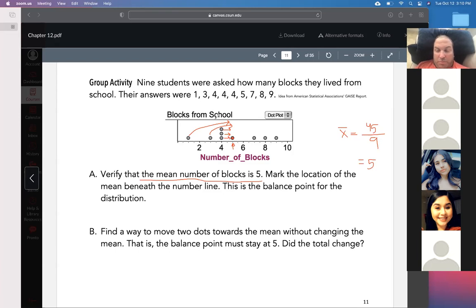I'm sorry, Professor. I'm really confused about this method. I'm better with the fraction dividing stuff. Moving it is hard. Okay, so we decided that 5 is the balance point, correct? Yes. So if I physically pick up these dots and move them to 5, the question is, what is the total of my movements going to add up to?